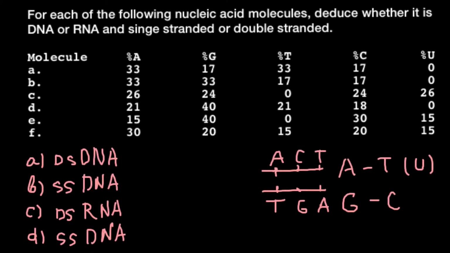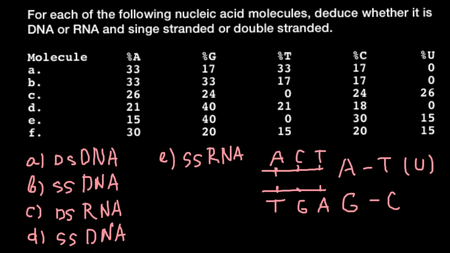And line E, we have 15% adenines here and 0% thymines, but we have 15% uracils here. We have 40% guanines, and we have 30% cytosines. So this pair doesn't match. That means that this is going to be E, single-stranded RNA.